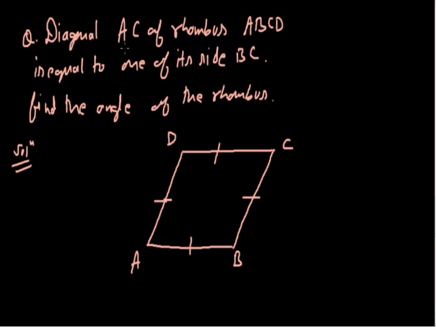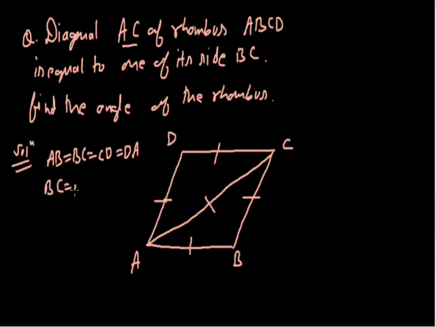And it is also given that one diagonal, that is diagonal AC, is equal to one of the sides BC. So as all are equal, it means AC is also equal to BC. So AB equals BC equals CD equals DA equals AC. Now, due to this, we see that DAC will form an equilateral triangle. In the same way, BAC also forms an equilateral triangle because all sides are equal.